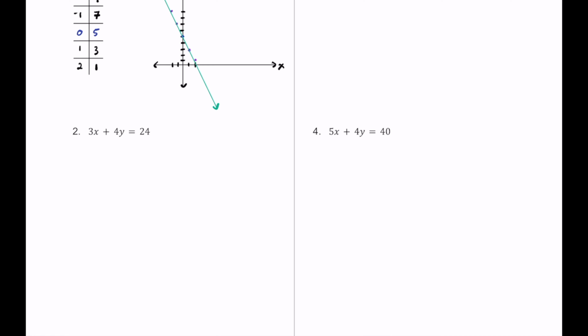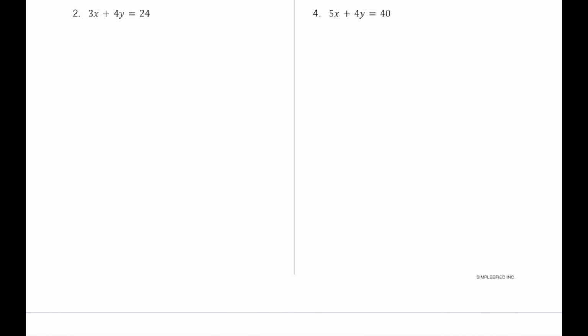Here's number 2. For number 2, we have the equation 3x plus 4y is equal to 24. So just getting started here, let's just copy down the equation. So we have 3x plus 4y is equal to 24. This is in standard form, and if we're going to graph this, it's kind of nice if we can just turn this into slope-intercept form. So let's isolate that y the best we can.